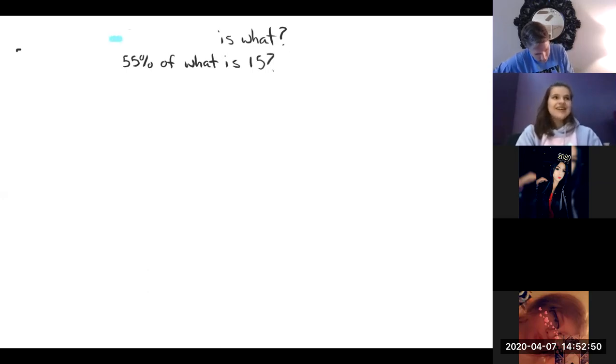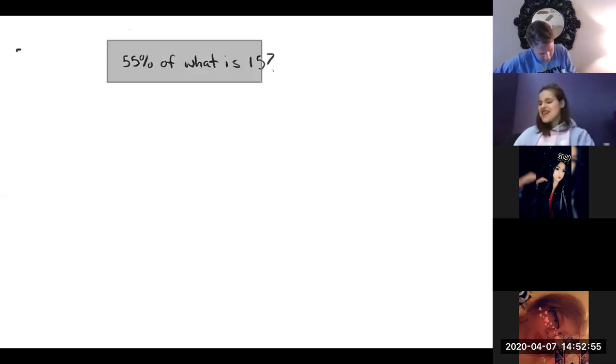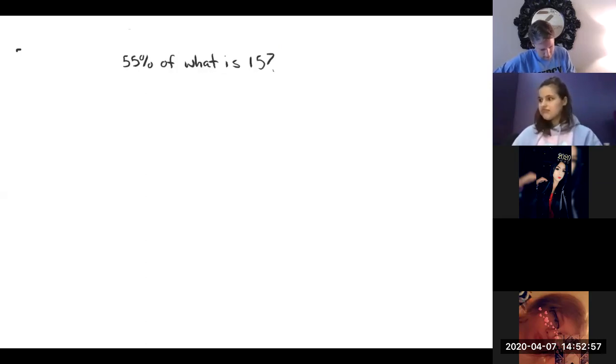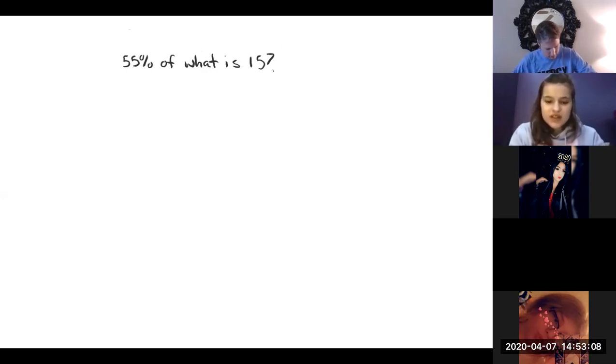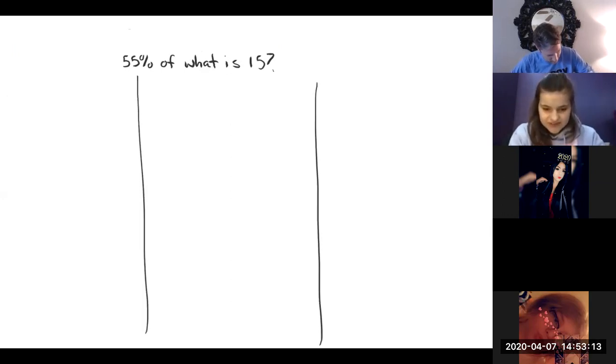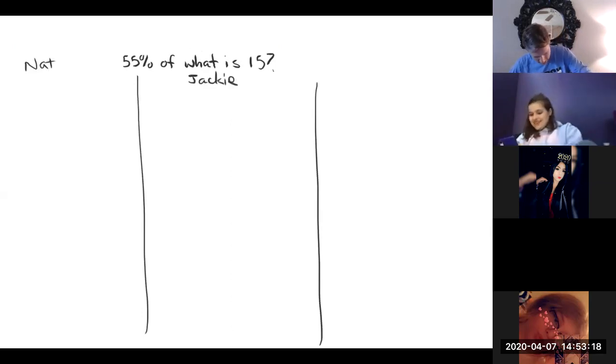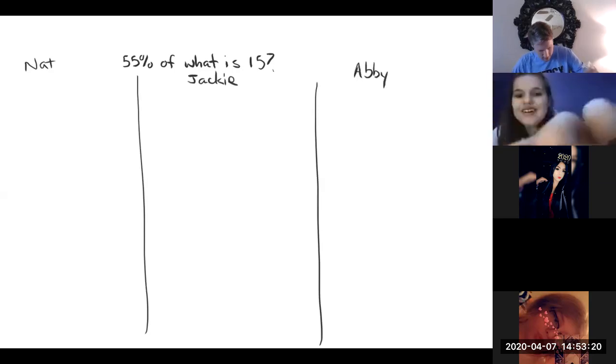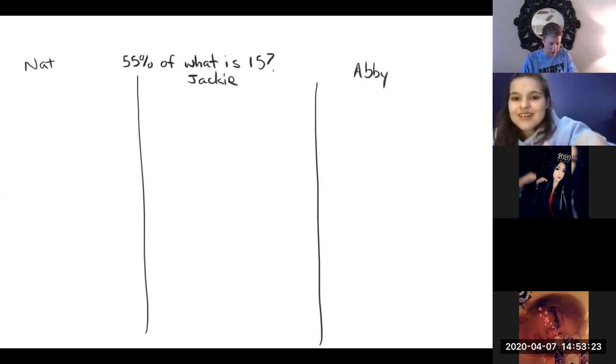Okay, so this is kind of fun to play around with too. Now with this screen, you all can write on it at the same time. So let's do it this way. This is Nat, this is Jackie, and this is Abby. I want you to solve the problem in your area, and we'll see how everybody did.